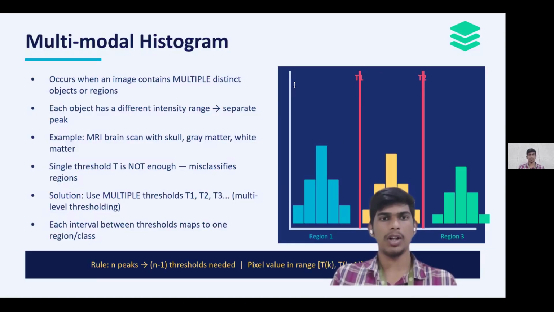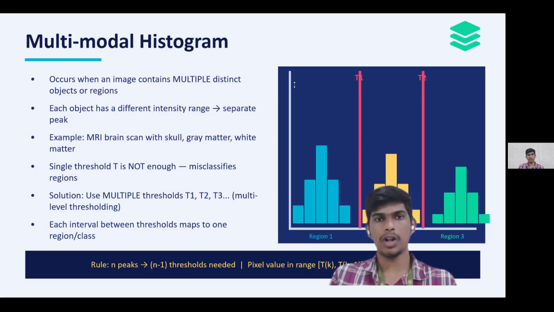Coming to the multimodal histogram, it occurs when more than two phases are required. The basic rule for the multimodal histogram is that for n regions there should be n-1 thresholds, and pixel values in the range tk to tk+1 belong to region k+1. For example, in a bimodal histogram, one phase will be from 0 to k, and the next mode will be from k+1 to 255. It will be separated like that.